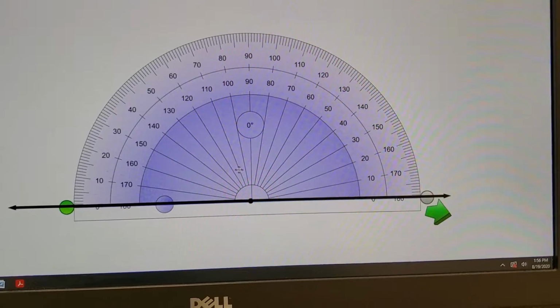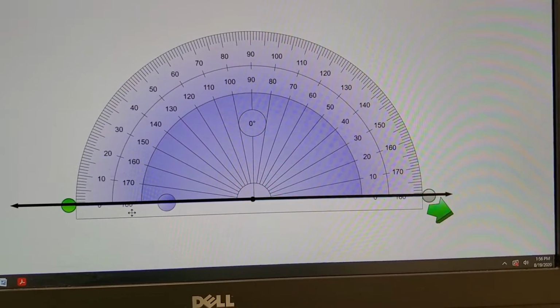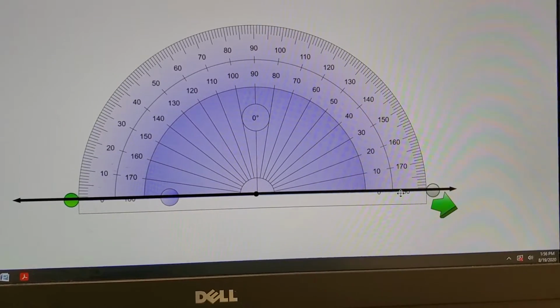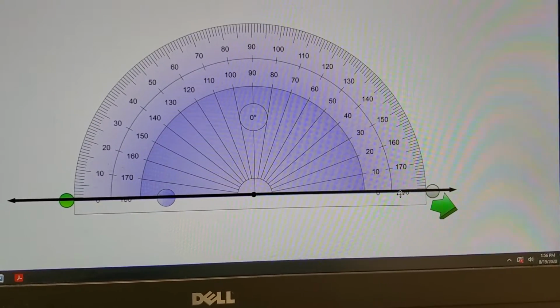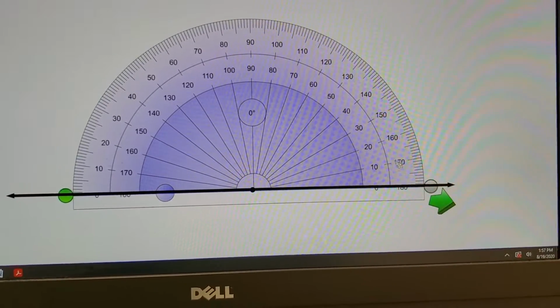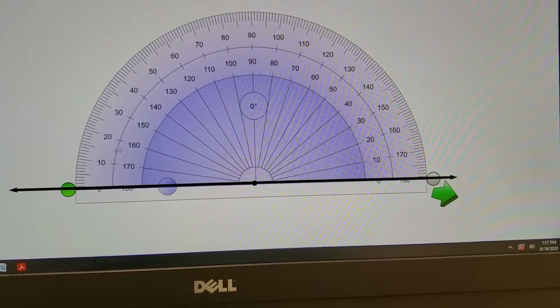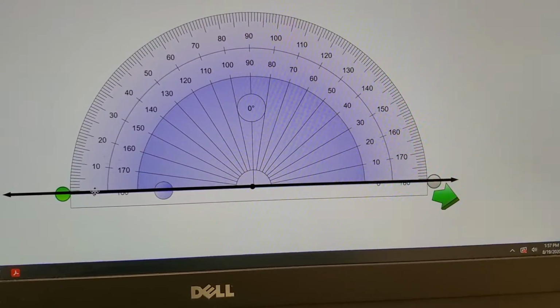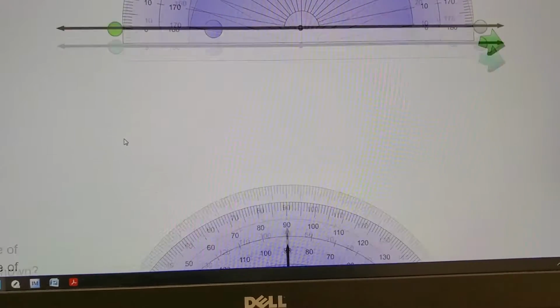And you can see that it goes right to the 180 on this side and the 180 on that side. That's why a straight line or a straight angle equals 180 degrees. It's saying from here all the way around to over here equals 180 degrees. Okay? Let's take a look at another angle.